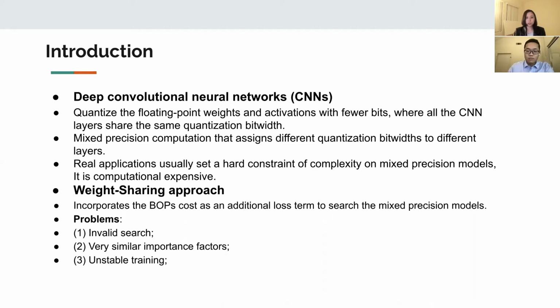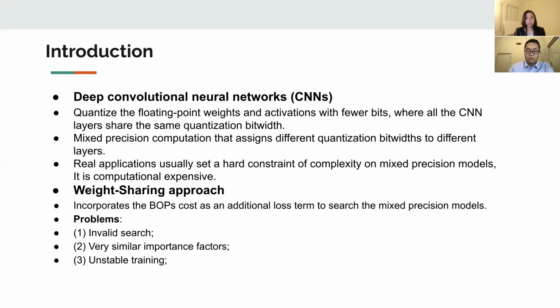We know if we want to utilize CNN models in devices with less memory and computational resources, one way is to quantize floating point weights and activations with fewer bits. However, it often causes accuracy to drop when all CNN layers share the same quantization bit width. So currently, more and more platforms like FPGA support mixed precision computations, which assign different quantization bit widths to different layers. This helps accomplish a higher accuracy with fewer bit operations.